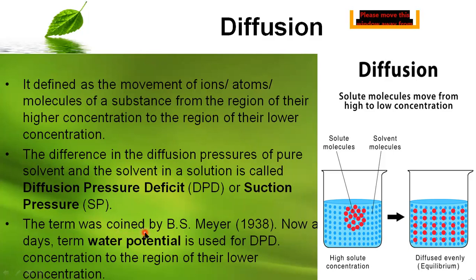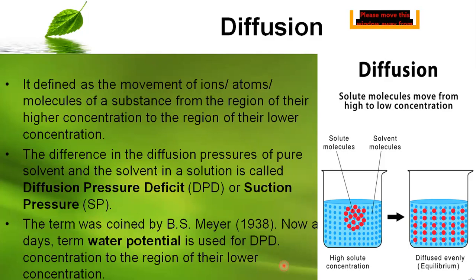The term was coined by B.S. Mayer in 1938. Nowadays the term water potential is used for the diffusion pressure deficit. Diffusion occurs from a region of higher concentration to a region of lower concentration. Diffusion is significant in plants in absorption of water and minerals, conduction of water against gravity, exchange of gases, and transport and distribution of food.